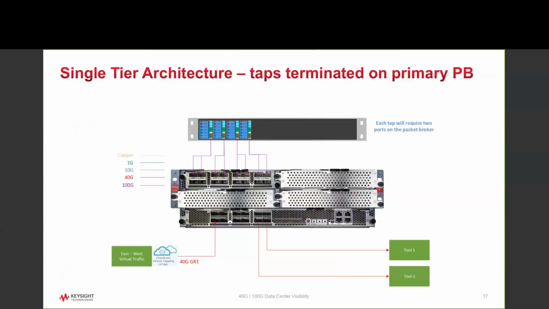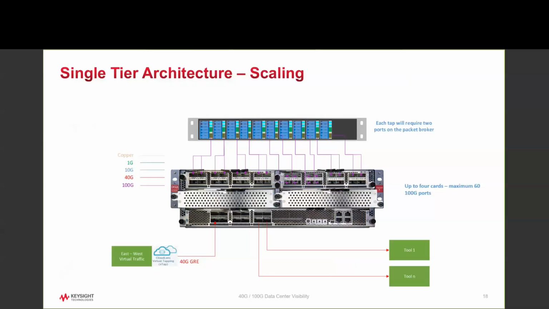In this example, we're looking at our Vision X platform, which, as Tim mentioned, is ideal for those higher speed implementations. So what does it look like when we scale that single tier architecture? Well, bottom line, it involves adding additional cards as we add more segments that will be observed or need more tool ports. But obviously, there's a limit to how far we can scale with this architecture on any given platform. So what happens when we're looking at a larger deployment?